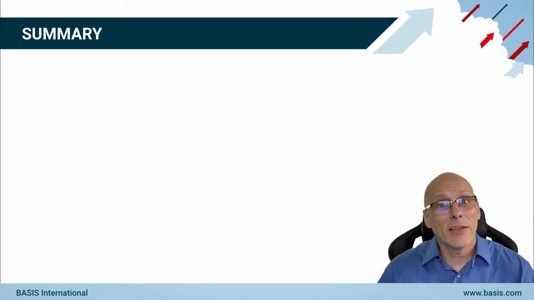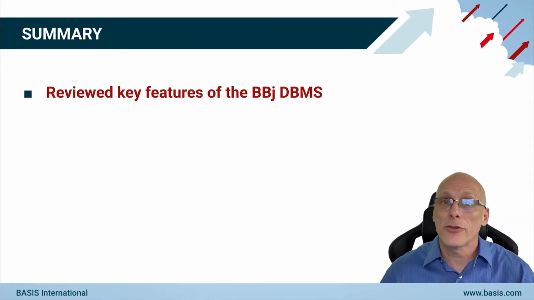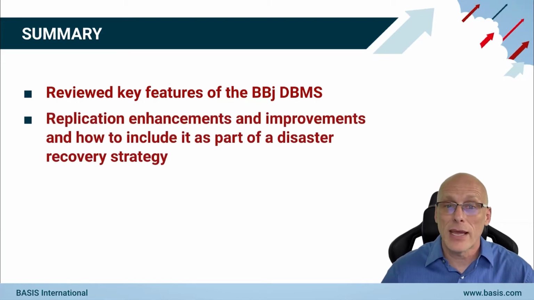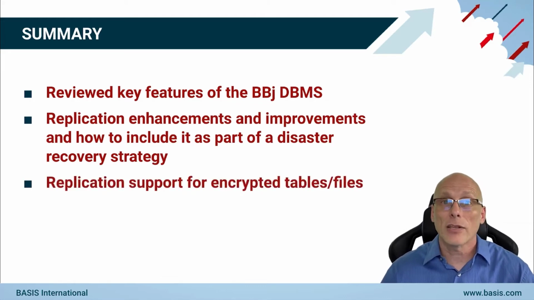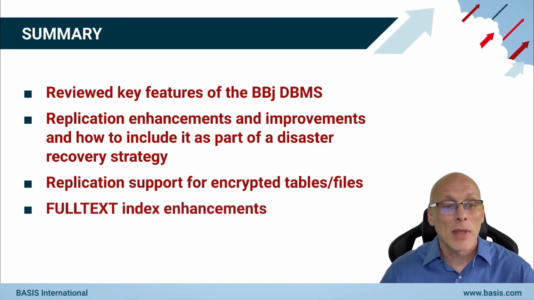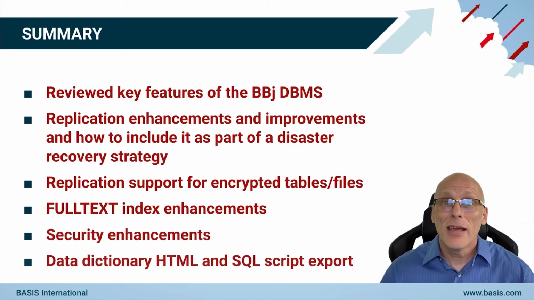And that brings us to the end of this particular session. So as a summary, let's just review what we covered. We talked about some of the key features of the BBJ DBMS, kind of a little reminder of those features. We talked about replication enhancements and improvements and how to include it as part of a disaster recovery strategy. We also talked about how replication now has support for encrypted tables and data files all automatically. We also looked at full text index enhancements and how to use those multiple analyzers per field and benefit from that new feature. And we looked at some security enhancements. And then we finally wrapped it up by looking at the brand new data dictionary, HTML, and SQL script export capability.